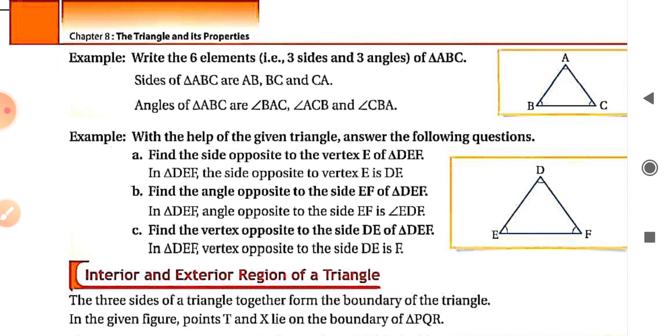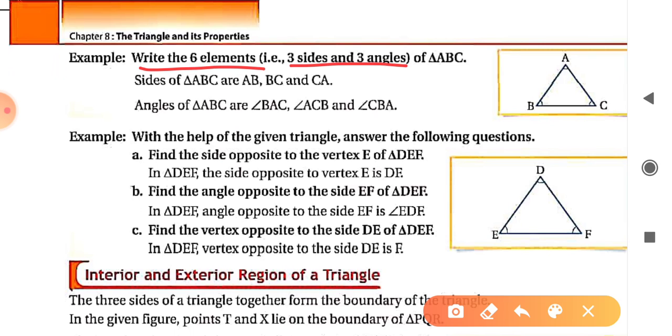Next, there are two examples. Write the 6 elements, that is 3 sides and 3 angles, of triangle ABC. We have to write its 3 sides and 3 angles. You can easily write it. Next example: with the help of the given triangle, answer the following questions. First part is to find the side opposite to vertex E. We have to find the side that is opposite to vertex E of triangle DEF, and its opposite side is DF.